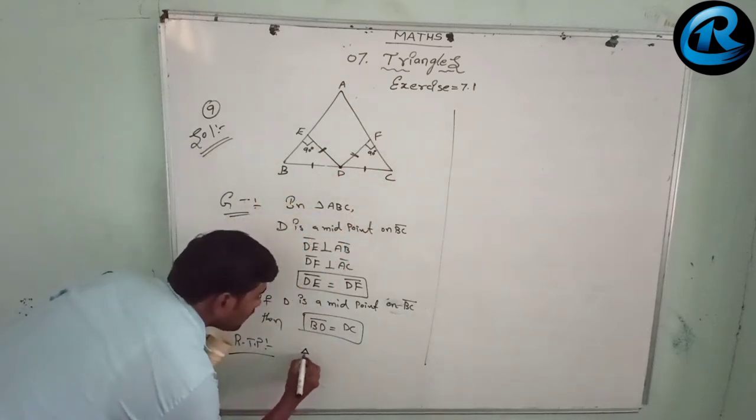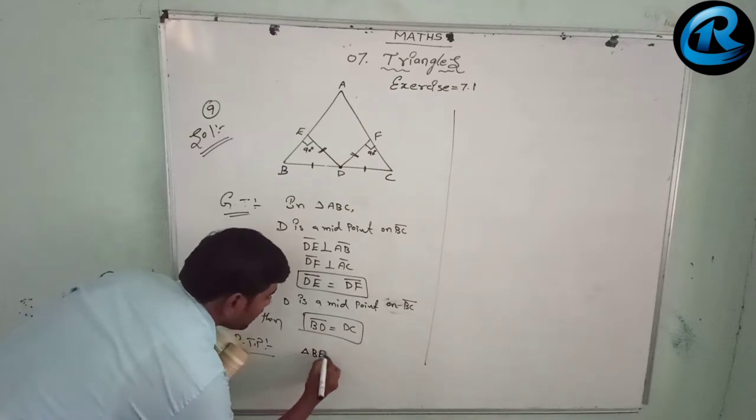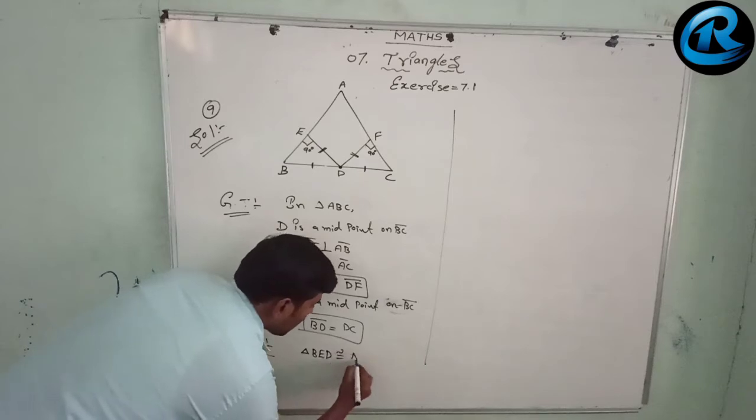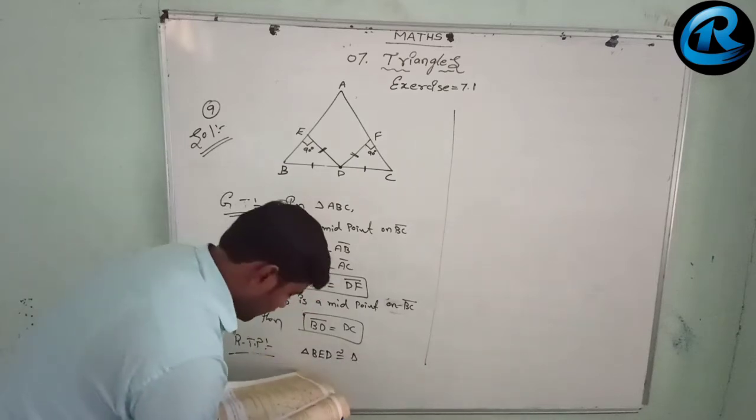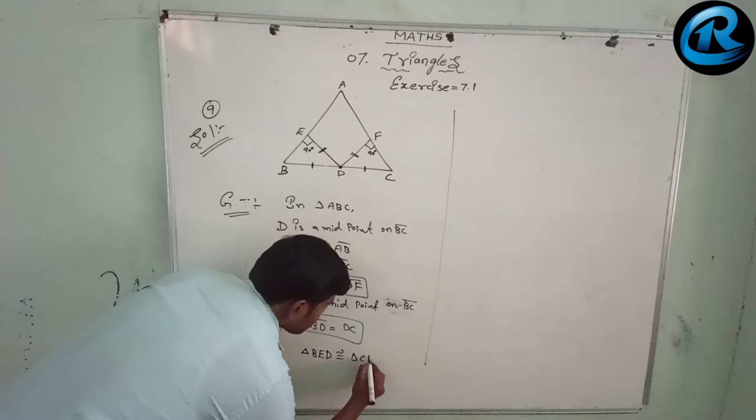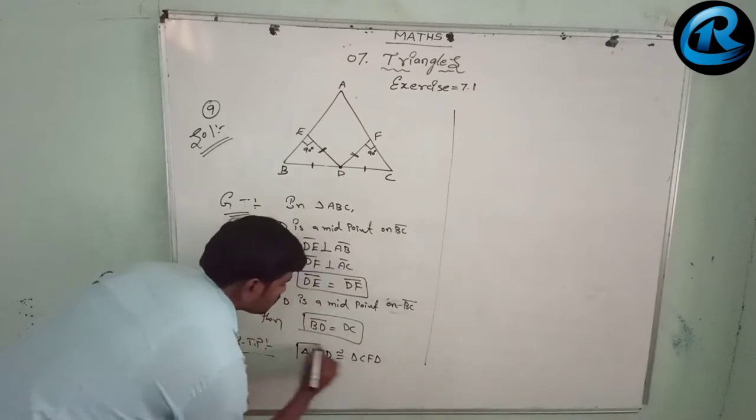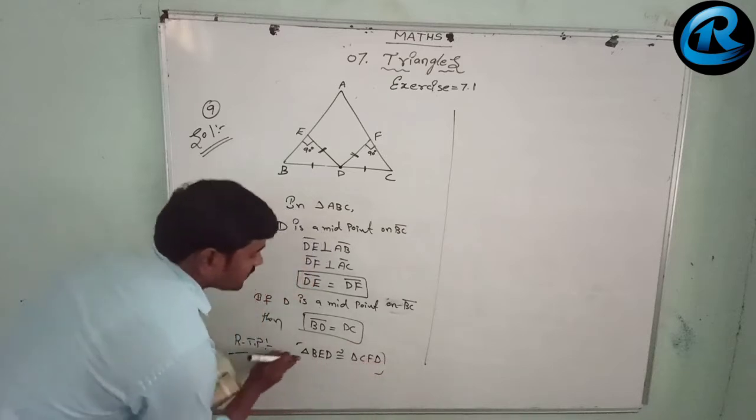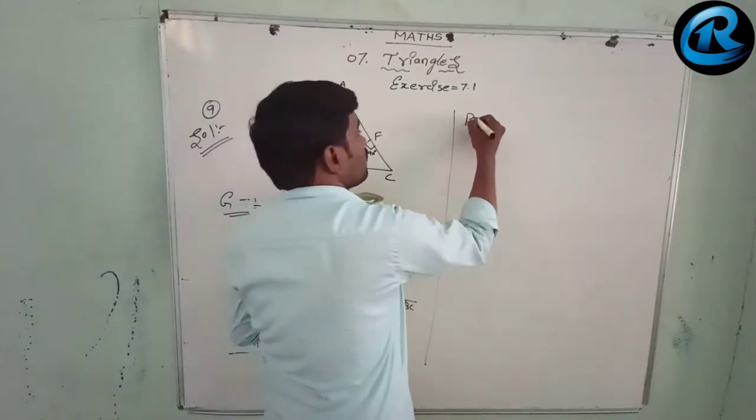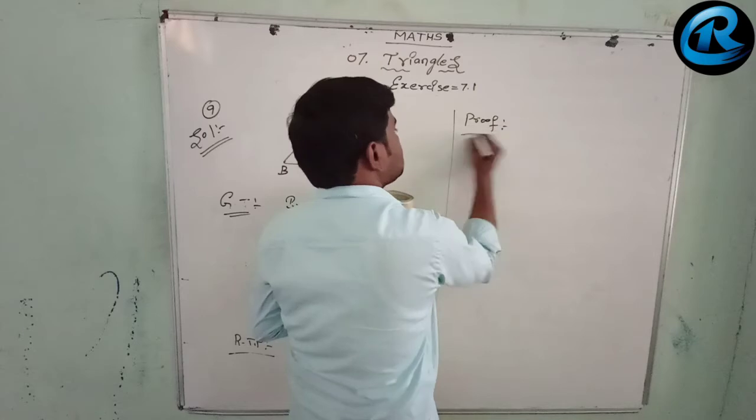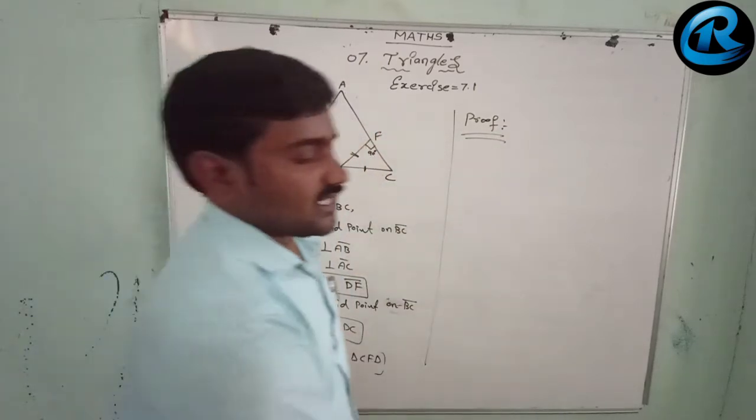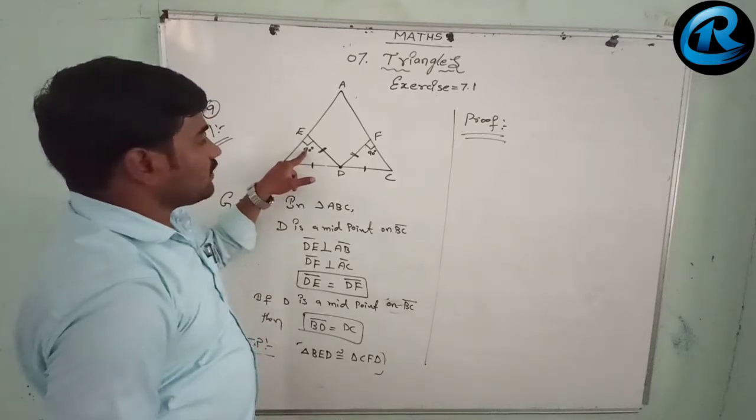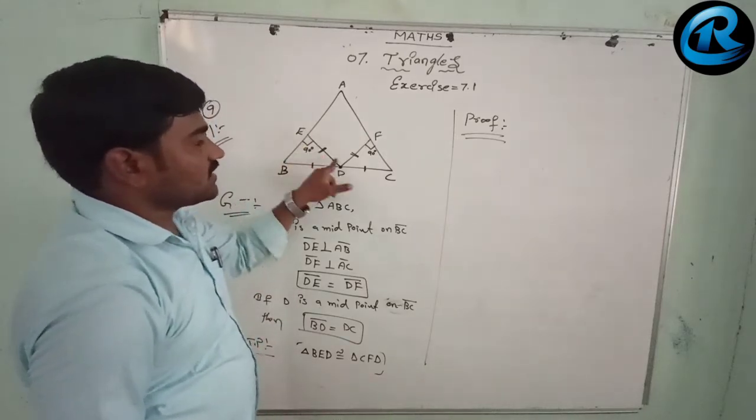So we have to show that the triangle BED is congruent to triangle CFD. We have to show that these two are congruent. Let us prove that these two triangles are congruent. Let's go for the proof now. Very simple, we can prove it. If you see clearly, by the RHS rule we can prove it. Right angle, hypotenuse and a side.